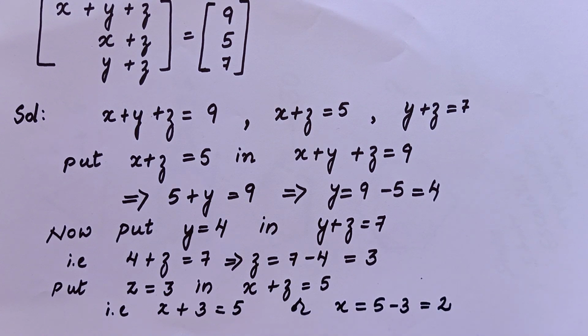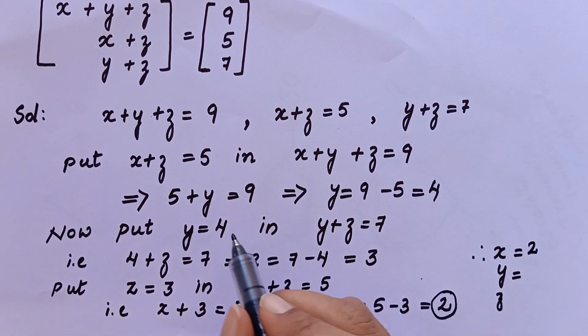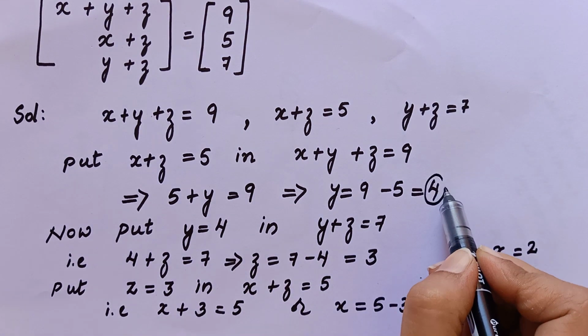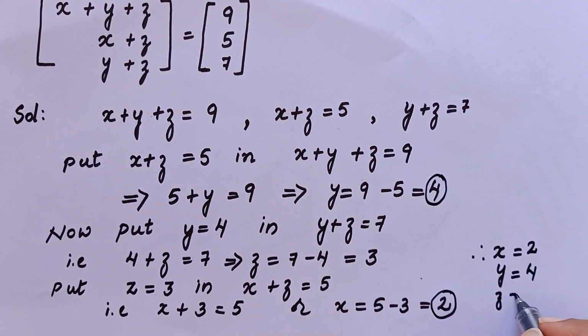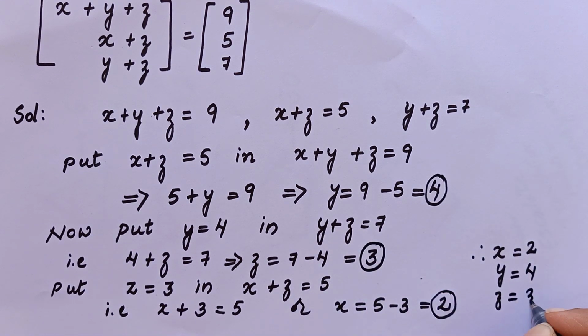So therefore, we got all the three values, that is x equals 2 here and y equals 4, right? y equals 4 and z equals 3. Simple, isn't it? Very simple.